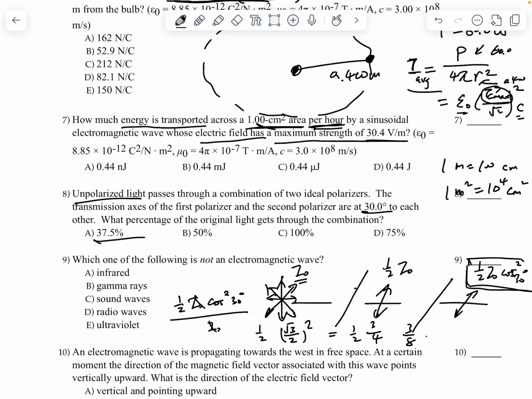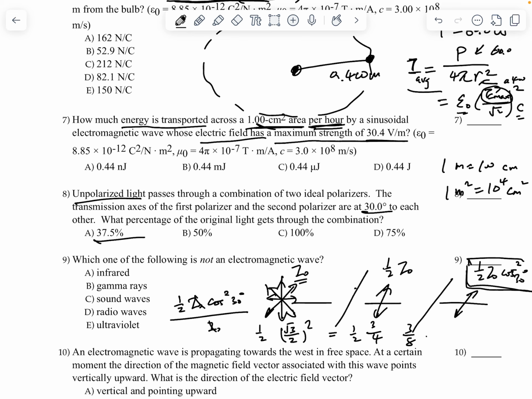Next one. Which one of the following is not an electromagnetic wave? Infrared, yes. Gamma ray, definitely yes. Sound wave is not. Radio wave, yes. Ultraviolet, yes.